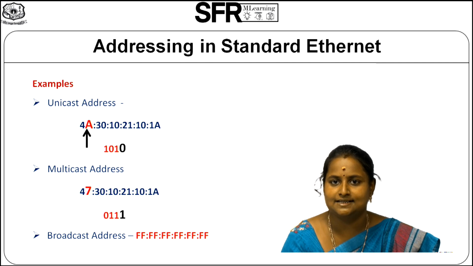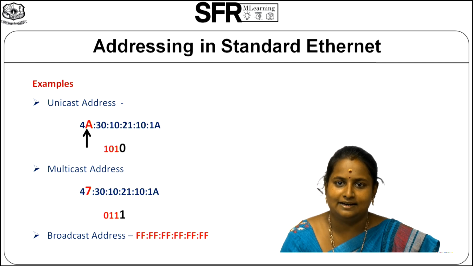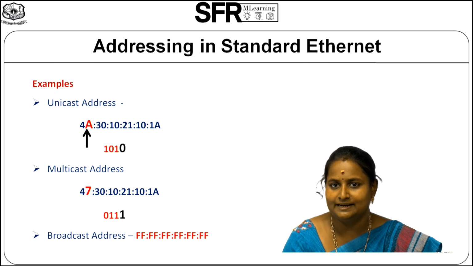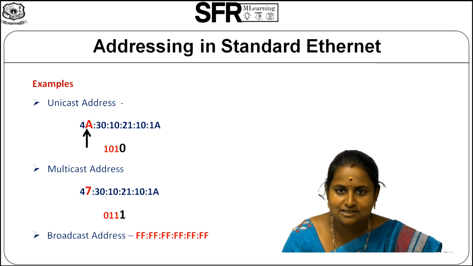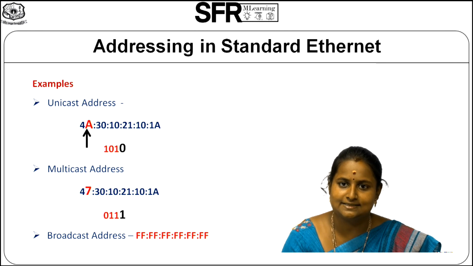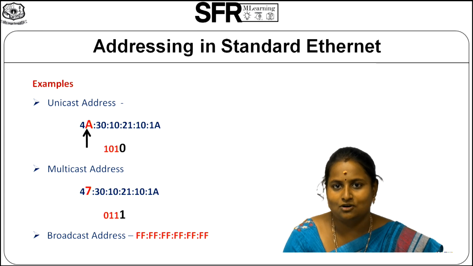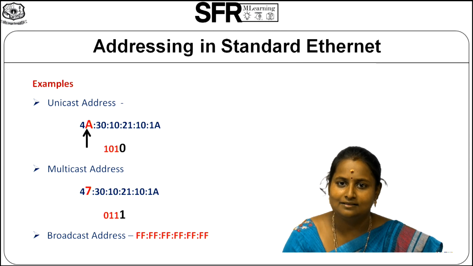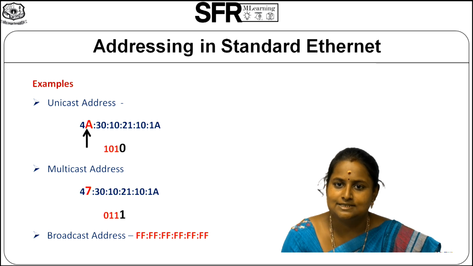Let me explain with an example. Consider the first address, which is a unicast address because the first byte is 4A. In the first byte, the last four bits are 1010, so the least significant bit is 0. As it is 0, it is called a unicast address. And then regarding the second example, for a multicast address, 47 is the first byte. Here the least significant bit is 1, that is why it is called a multicast address. The last example is FF, all are F, that is, all the 48 bits are 1, that is why it is called a broadcast address.